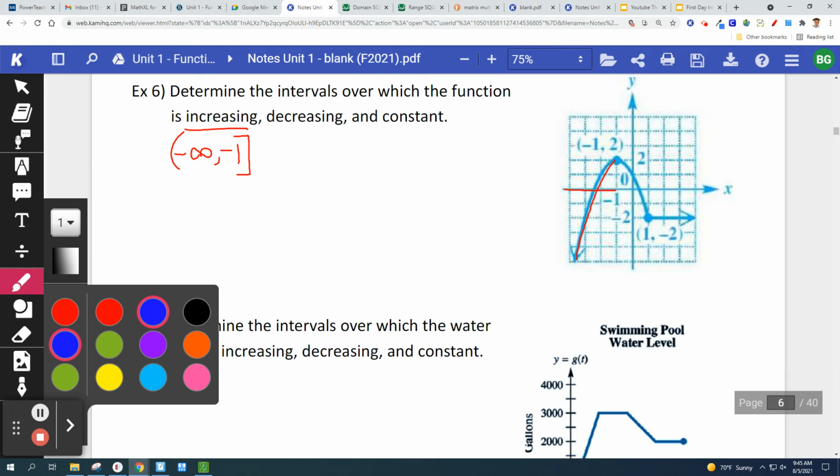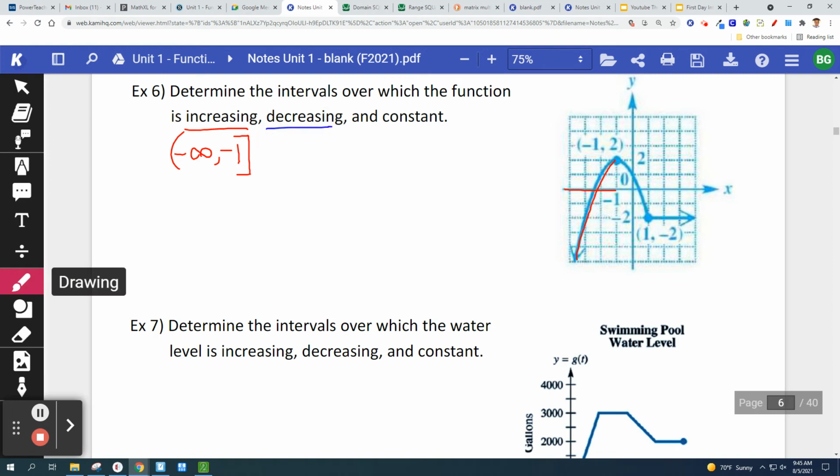So then decreasing. Again, most people are pretty good at looking at the graph and saying, well, this is the part of the graph that's decreasing. But you need to really just look at the x numbers. What people will do is they'll say it decreases from 2 to negative 2. But I don't want to do that. I don't want to look at the y numbers. I have to look at the x numbers. I have to look at the domain. It decreases over this interval, and that's from negative 1 to positive 1. So decreasing from negative 1 to positive 1.